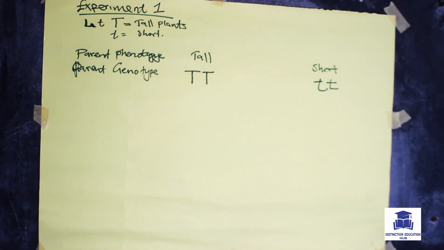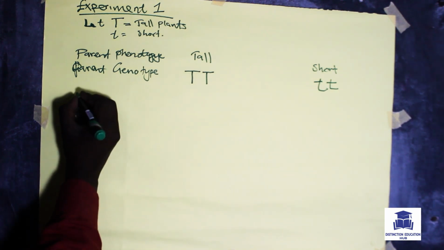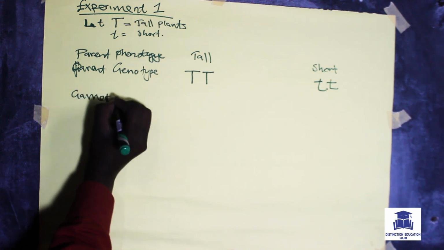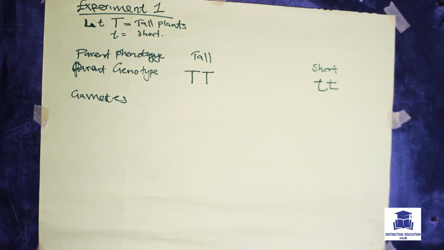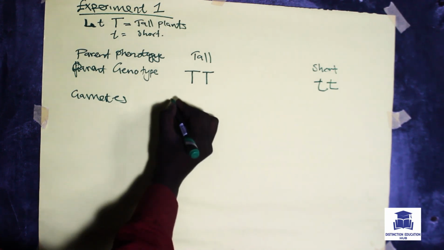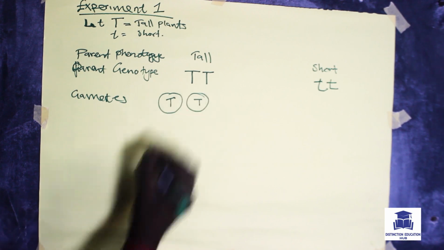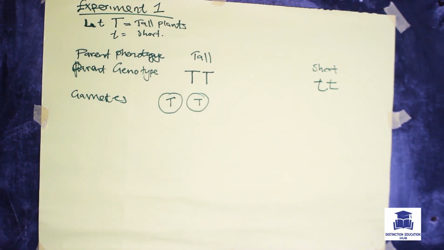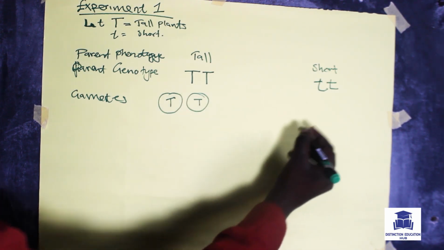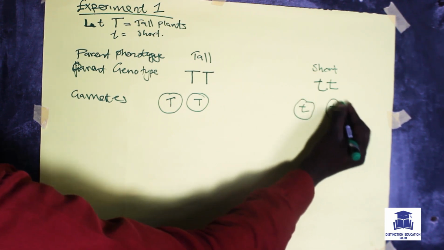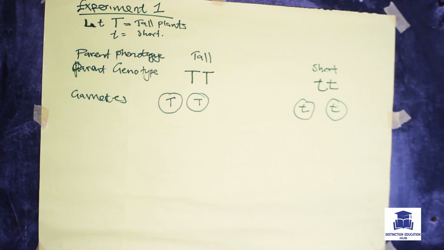Then the next thing, we are going to produce the gametes. We know what gametes are, right, by now. So the gametes that we're going to have are T and T. These will be our gametes, and here also we are going to have t and t as our gametes.